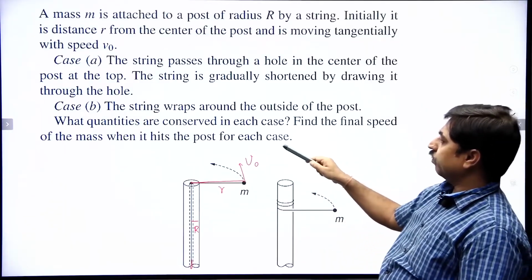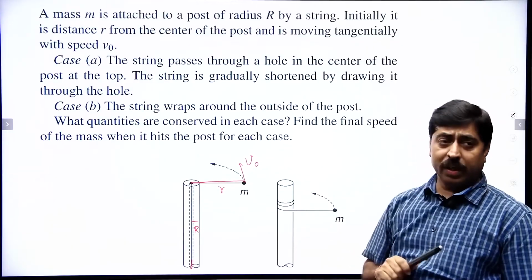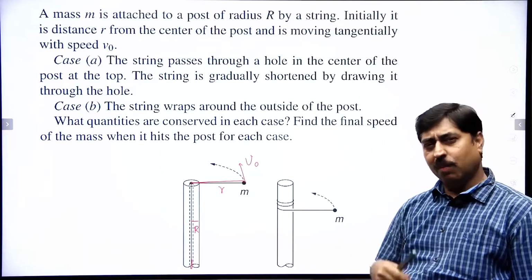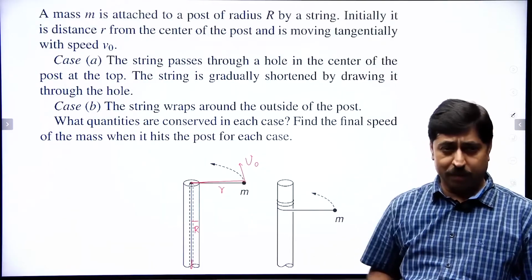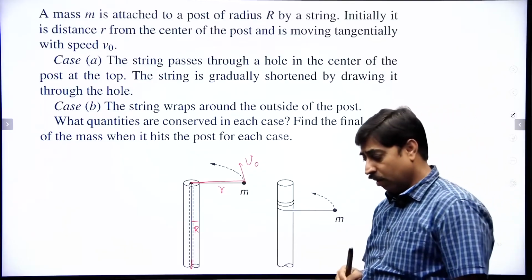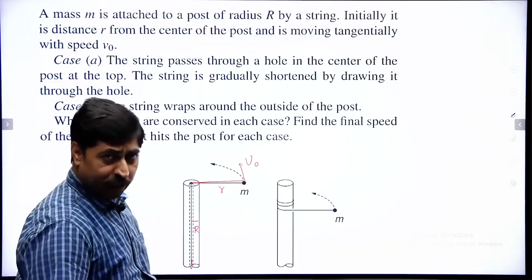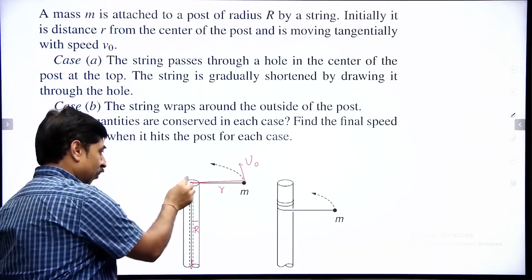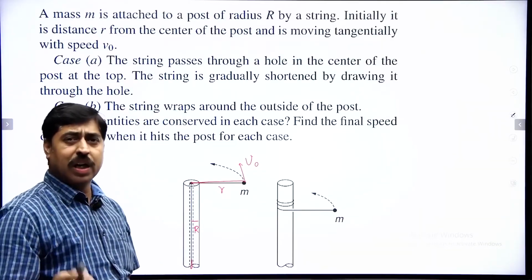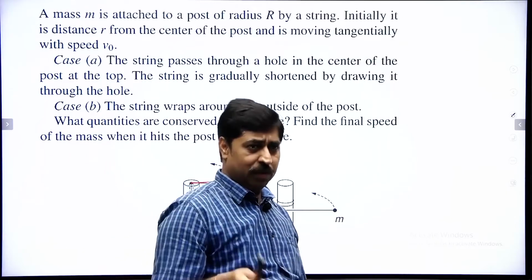Now the question says, what quantities are conserved in each case? Quantities means momentum, angular momentum and energy. Basically the question is asking you whether the momentum of the particle remains conserved, whether the angular momentum of the particle about, let us say, this point remains conserved, or whether the kinetic energy of the particle remains conserved.